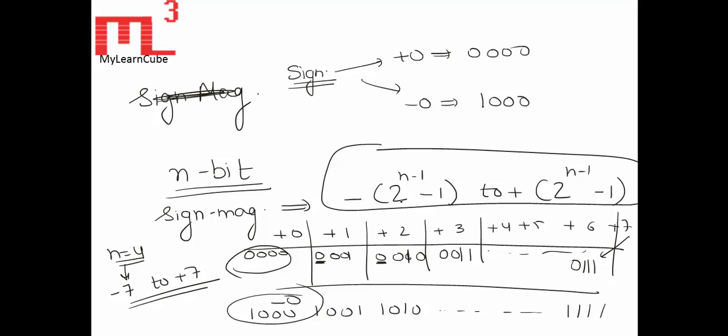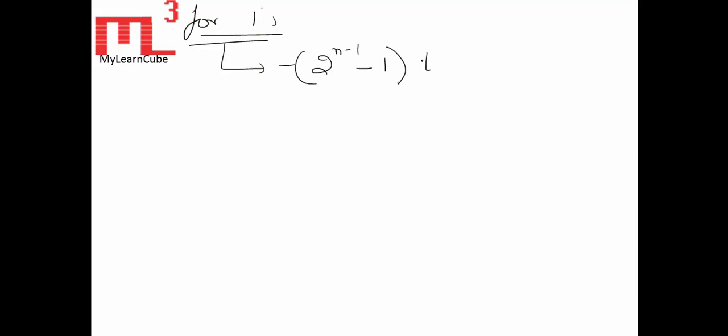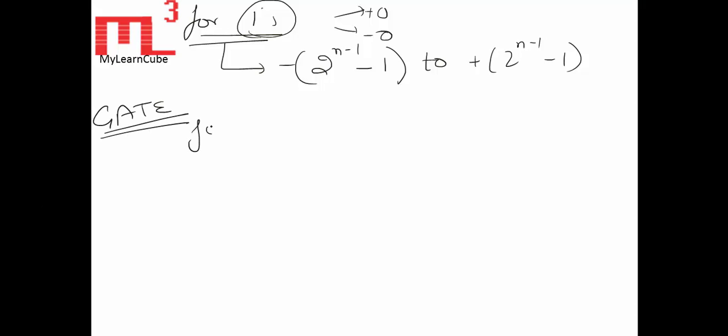So the range is this one: minus 2 raised to power n minus 1, minus 1, to plus 2 raised to power n minus 1, minus 1. For one's complement, clearly you can say it is also minus 2 raised to power n minus 1, minus 1, to plus 2 raised to power n minus 1, minus 1. Why? Because it also has two representations of 0, one for plus 0 and another for minus 0. But for GATE, it has been asked: for two's complement, what is the range?